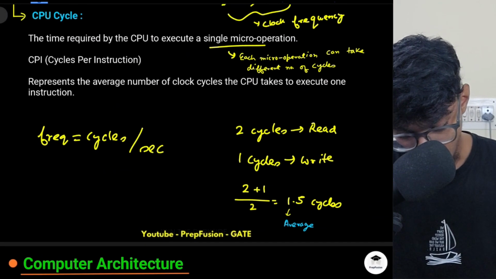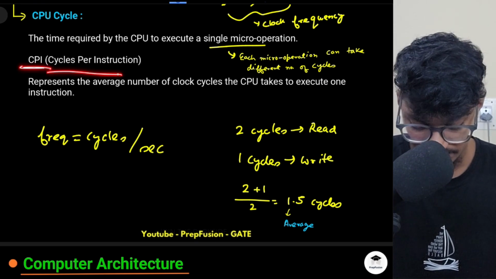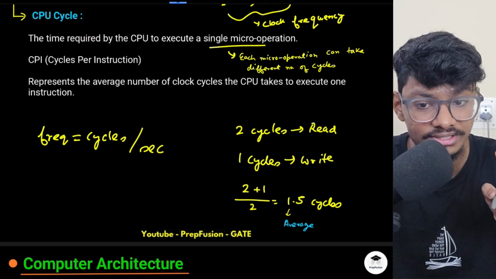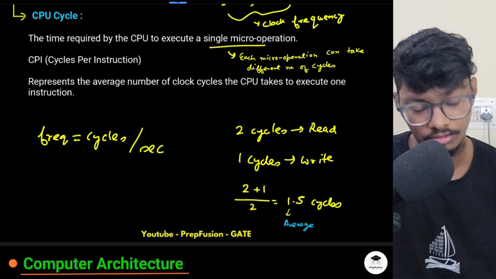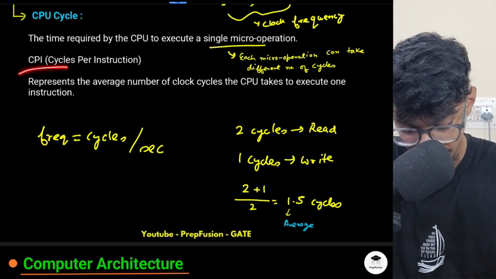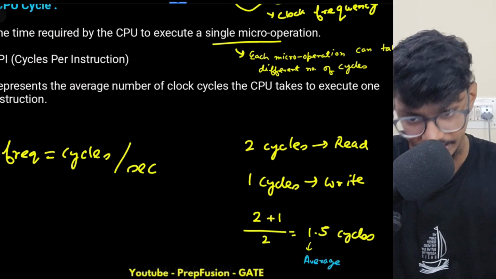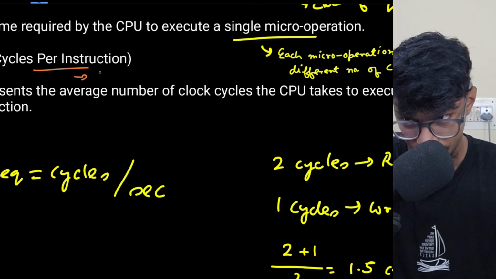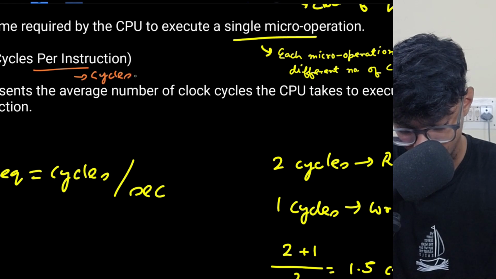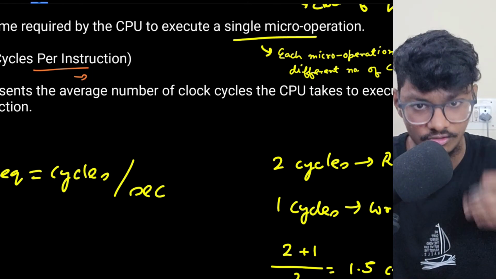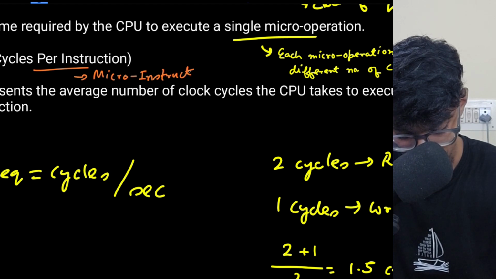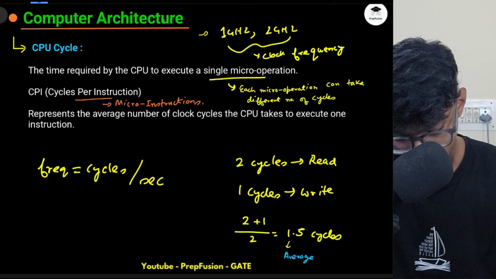Now if I have computed the average cycles, there is a term known as cycles per instruction. This tells me how many cycles on average each micro instruction will take. If I combine a lot of micro operations, that gives me a micro instruction.